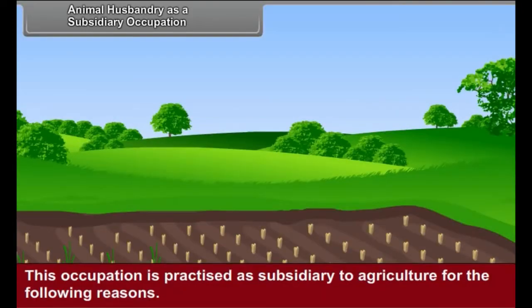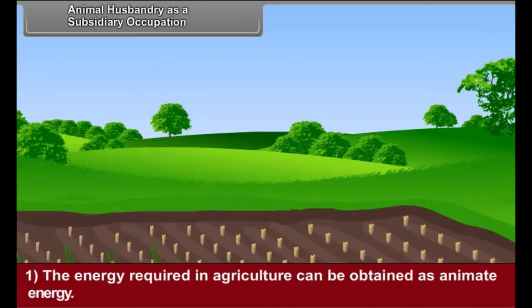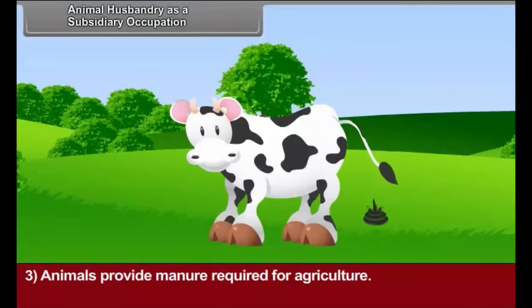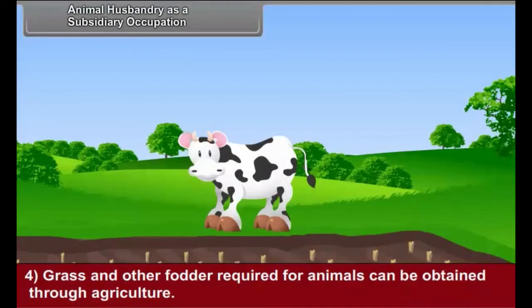This occupation is practiced as subsidiary to agriculture for the following reasons. The energy required in agriculture can be obtained as animate energy. The financial requirement of farmers can be partly fulfilled through it. Animals provide manure required for agriculture. Grass and other fodder required for animals can be obtained through agriculture.